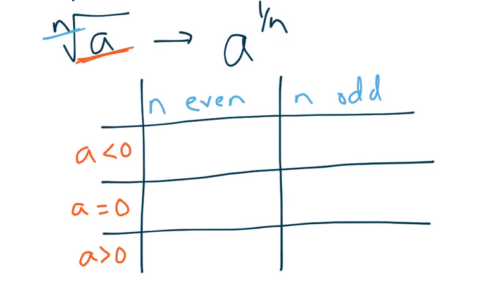We'll start with the even column here. If n is even, so if I tried to type in the square root of negative 4, if you try typing in the square root of negative 4 in your calculator, you're going to get an error.